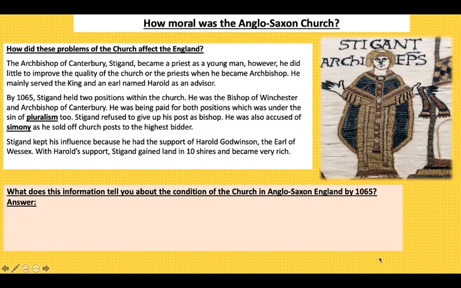So another task that I would like you to do, I want you to decide what this information tells you about the condition of the church in Anglo-Saxon England by 1065. Okay, I would like you to spend about 5 minutes or so on this task, just briefly explaining what this information tells you about the condition of the church in England. Okay, so if you want to pause this video here for me.